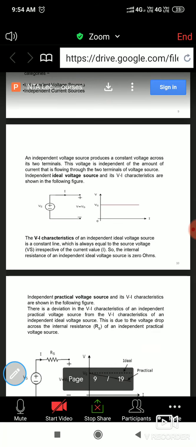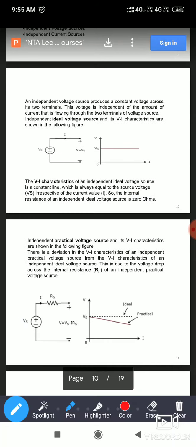So first of all, we will talk about independent voltage source. So this will be the ideal voltage source.